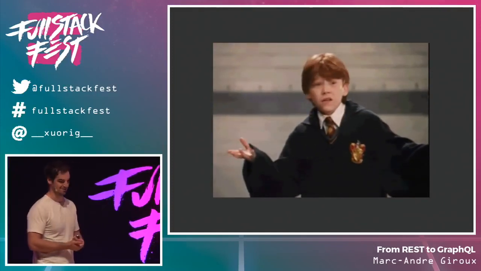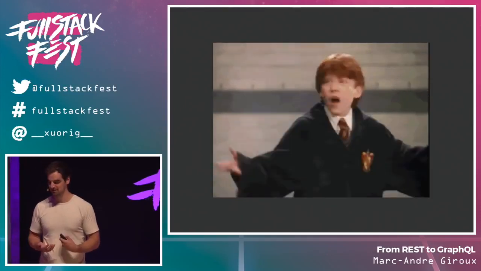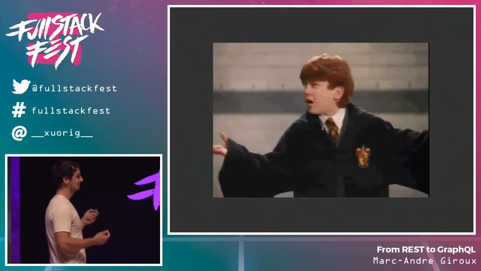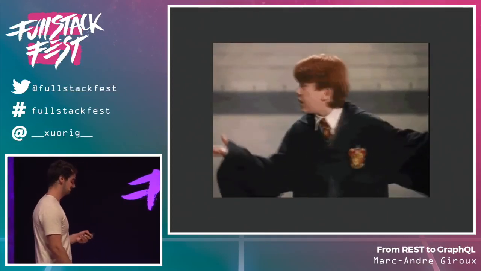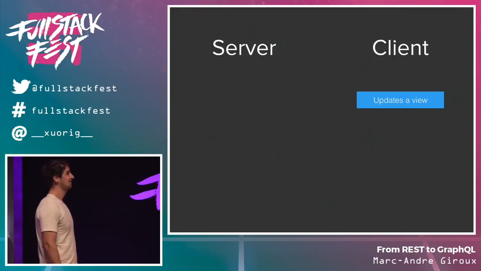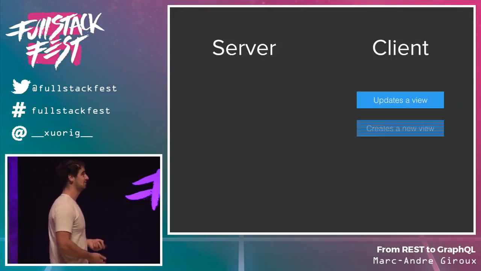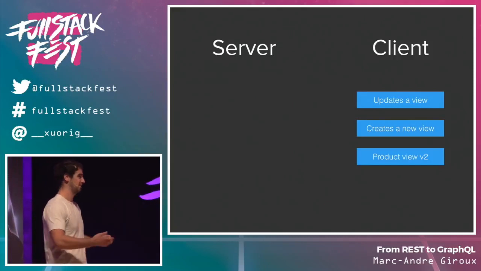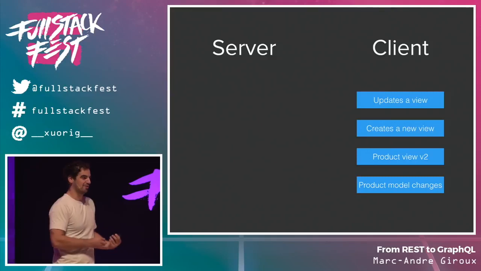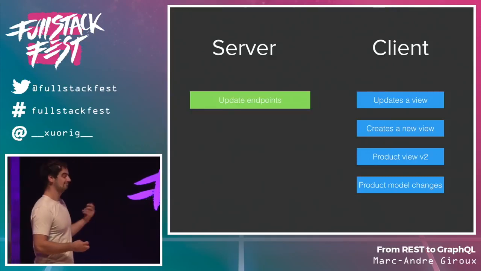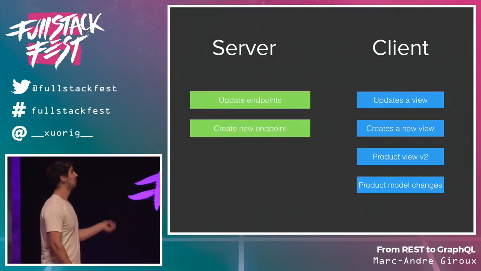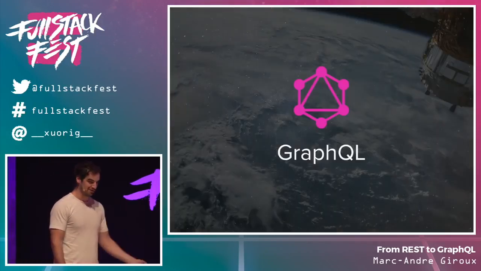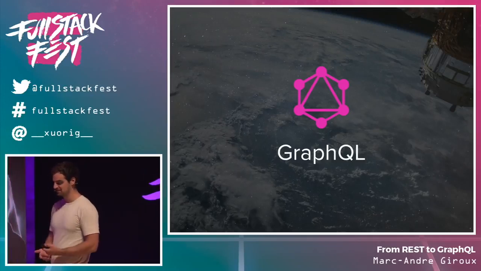What can we do to have exactly what we want, but still have a solution that scales well and is not too coupled, doesn't make the client too coupled with our server endpoints, right? So when a client updates a view, creates a new view, or maybe we have a new product view for another product, or the model of the product changes, every time we've got to update our endpoints in that case, or create new endpoints, and that's kind of annoying. So GraphQL is here to help us.